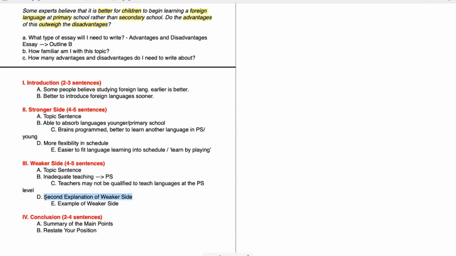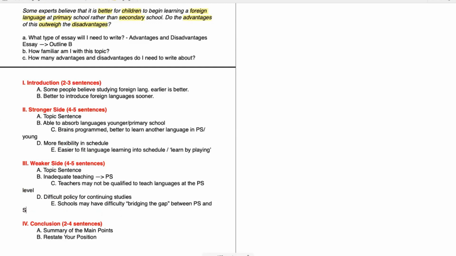And the second explanation, I'll say that perhaps there could be difficult policy for continuing studies. What I mean by this, as an example, is that schools may have difficulty bridging the gap. This is a good phrase and perhaps something that I want to include in the passage. Bridging the gap between primary school and secondary school. Okay, so what I'm thinking about here is lack of policy, lack of funding perhaps to instill language learning in primary school and to continue it into secondary school. These are just some thoughts.